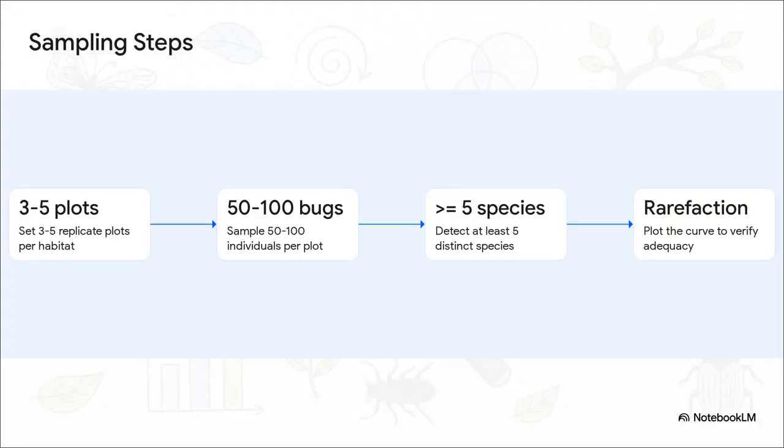To actually capture a well-designed study, you've got to follow these 4 steps. Set 3 to 5 replicate plots per habitat, sample those 50 to 100 individuals, and detect at least 5 distinct species. But step 4 is literally where the magic happens. You have to plot your species rarefaction curve. You keep collecting until that species accumulation curve finally starts to plateau, which proves your sampling is actually adequate. If your curve is still shooting straight up at 100 bugs, you just need more samples, because honestly, no formula is going to save a poorly sampled community.